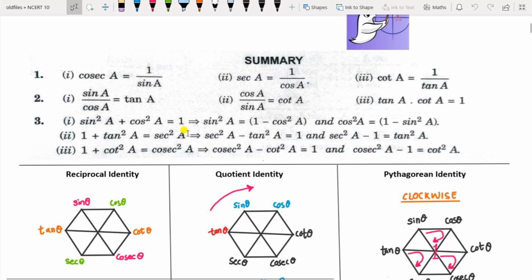Then third is the Pythagorean identity. Sine square theta plus cos square theta is 1. In place of theta you can write A, B, C, whatever. So 1 plus tan square theta is sec square theta, and 1 plus cot square theta is cosec square theta. Now using these three formulas, you can also derive two more formulas for each of them. So this is the summary of the formulas. How to remember these formulas, that I have explained in the introductory video. So for that purpose, you need to first go through the introductory video.